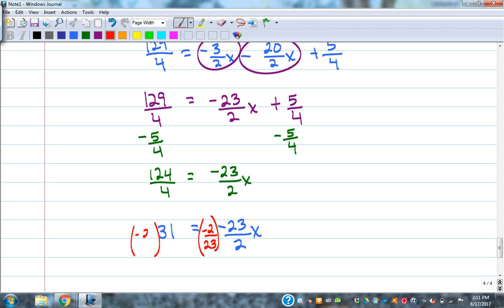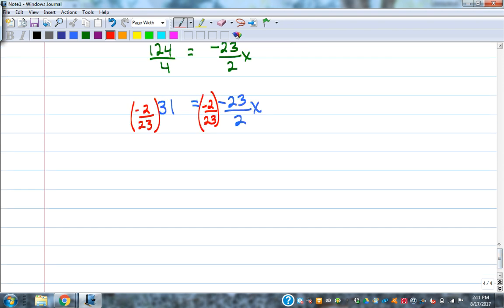Which is -2/23. There's x. Well, can we cross cancel with a 23 and a 31? No, so we just got to multiply straight across. -62/23. Will that reduce? No, it wouldn't cross cancel, so it can't reduce. If it won't cross cancel at all, then it can't reduce.